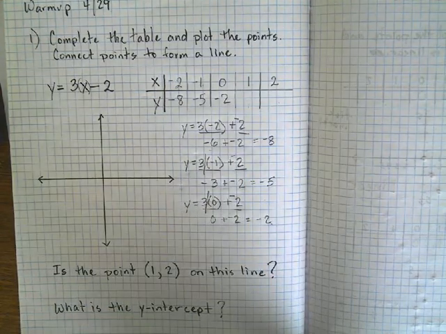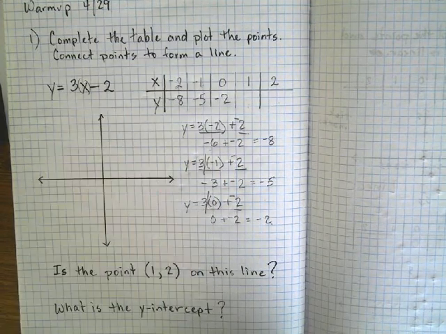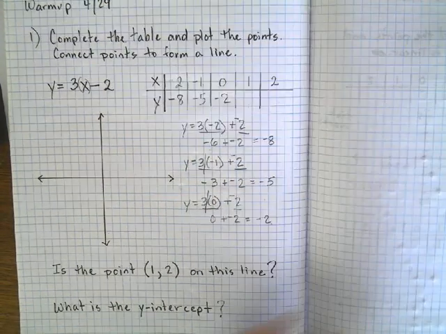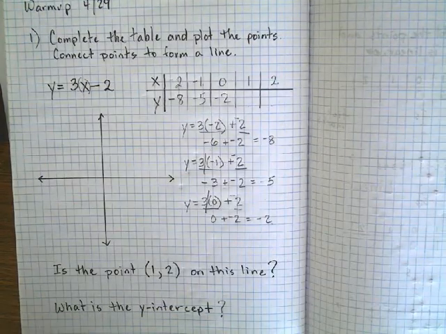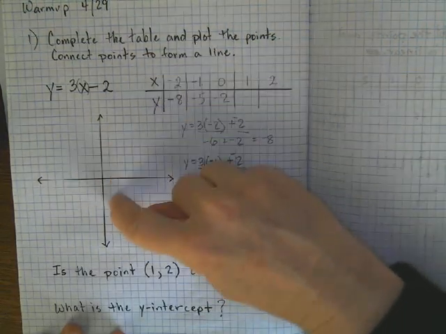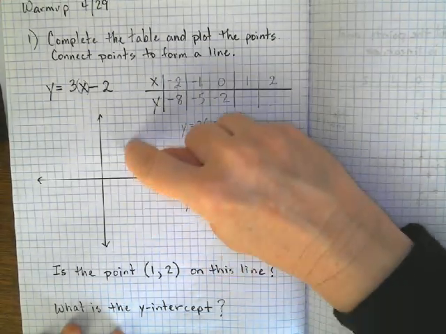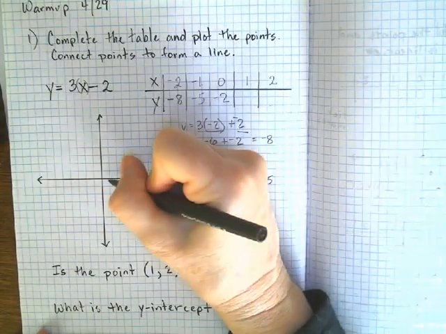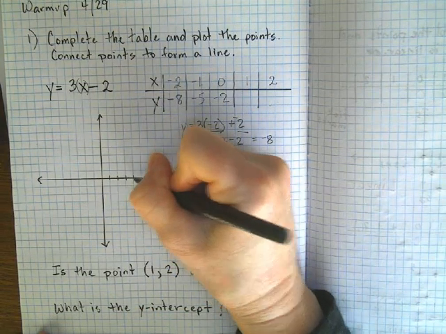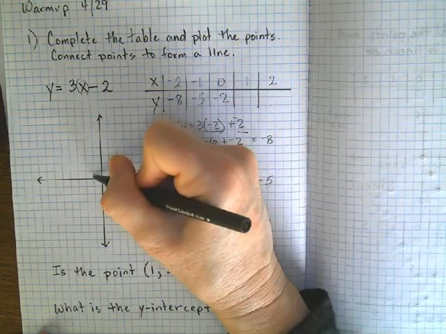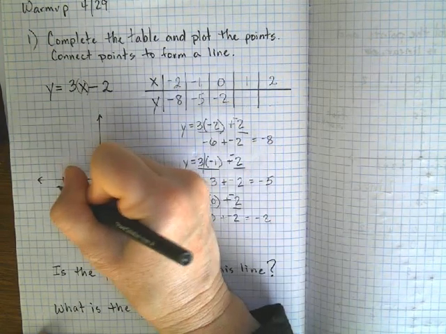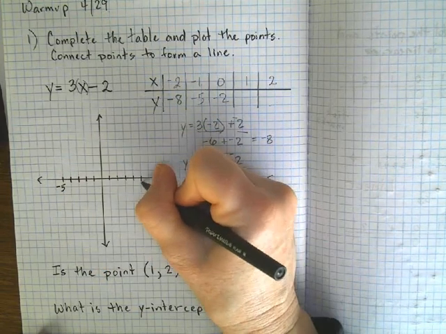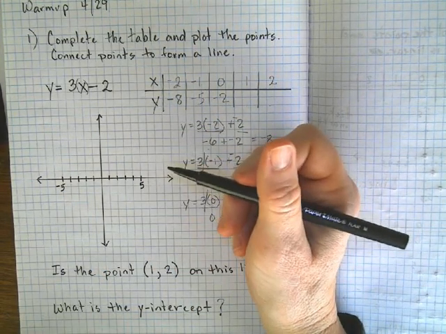All right, now I'm going to plot my points. I'm going to put my points on my graph. Oh, wait a minute. I don't have numbers. I don't have tick marks. Please, everybody, super, super careful. We're going to use the lines. We're using the lines on the graph paper for counting. 1, 2, 3, 4, 5. -1, -2, -3, -4, -5. Please use the lines. So many of you are not paying attention to the lines.